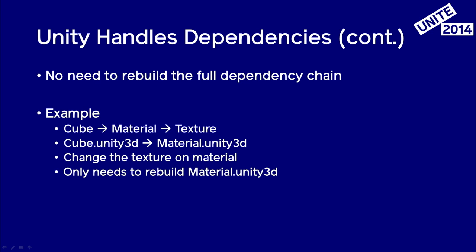And another benefit is there is no need to rebuild all the AssetBundles on the dependency chain. So here is an example. You have a cube referencing a material and the material referencing a texture. You build the cube into the cube AssetBundle and build the material and texture into a material AssetBundle. So in 4.x, if you change the texture on the material, just make the material reference a new texture, you have to build both the cube and the material AssetBundle because the cube is on the dependency chain. But in 5.0, you only need to rebuild the material AssetBundle. So just build the thing that you actually changed.